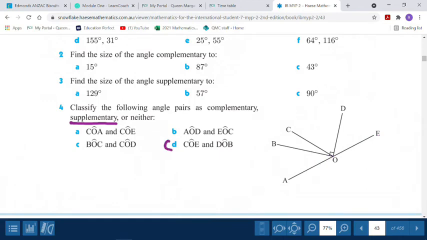Let's look at D. COE, 180 is supplementary. Now DOB. Doesn't make a straight line or a right angle, does it? No, this is just an obtuse. They combine to make an obtuse angle, therefore it's neither.